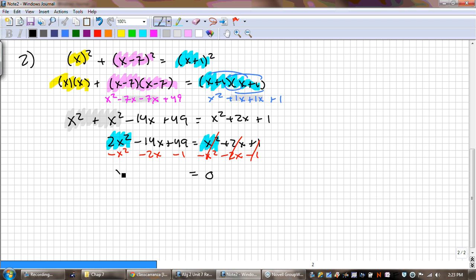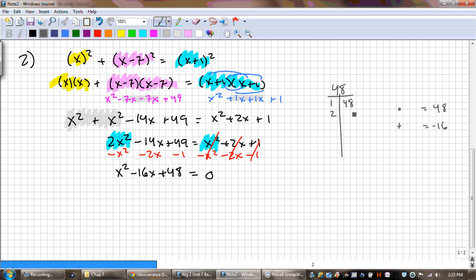2x squared minus x squared is x squared minus 16x plus 48. Almost done. Okay? To factor this, I want to know what numbers multiply to get to 48 and add to get to negative 16. I'm actually going to move this to the other side because I'm also going to write down all the factors of 48, just because there are a lot, and I want to make sure I get the right pair.